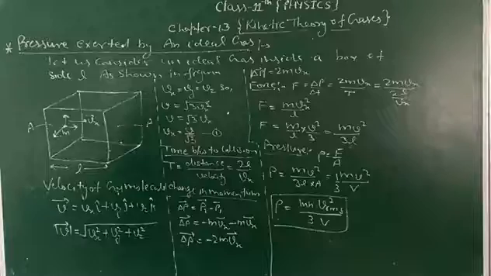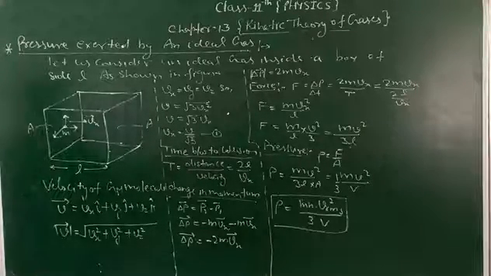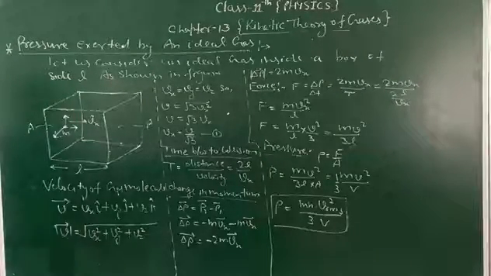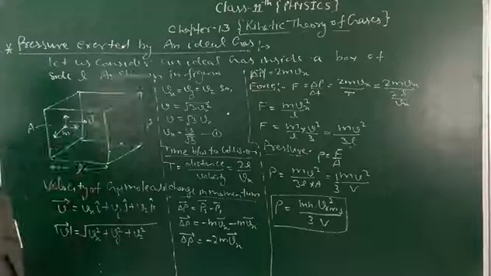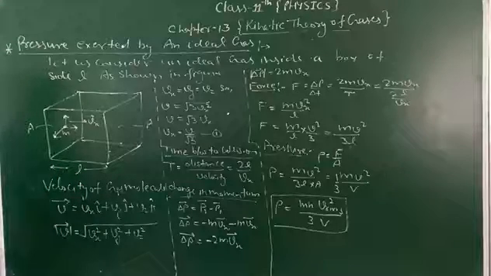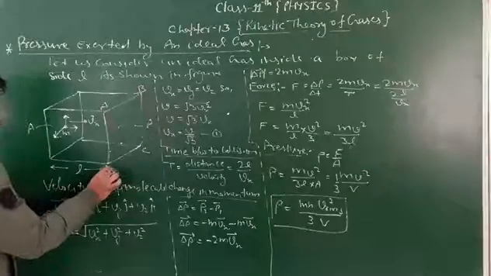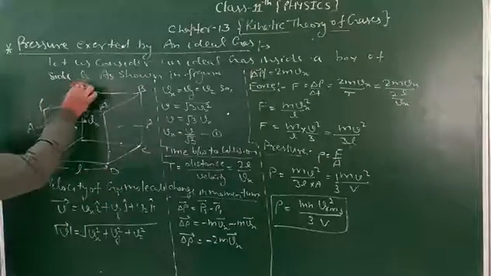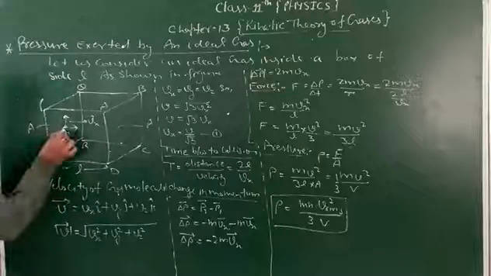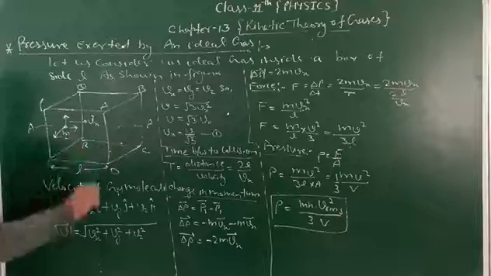And in this video lecture, we will discuss pressure exerted by an ideal gas. This is a topic of class 11 physics, chapter 13, kinetic theory of gases. So for this, let us consider an ideal gas inside a cubical box of side small l, and let the cross-sectional area of sides A, B, C, D and sides P, Q, R, S is also capital A. Let us consider a single molecule of mass small m moving along x-axis with velocity Vx.